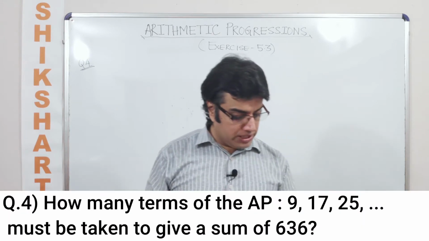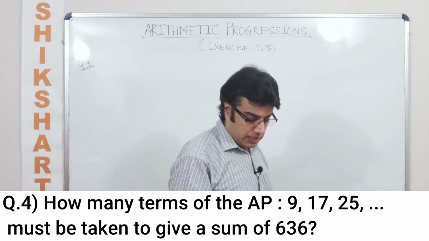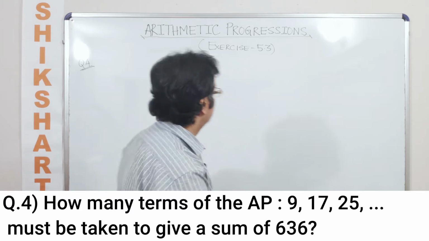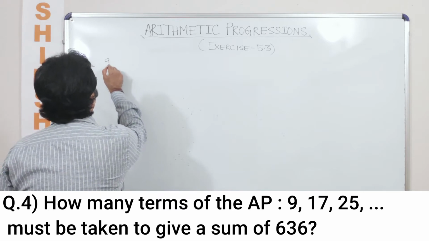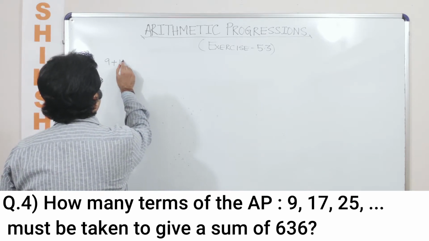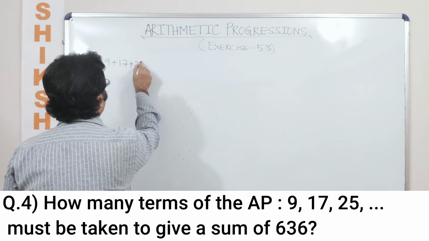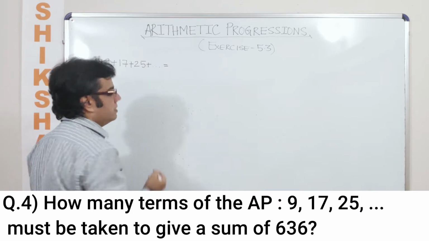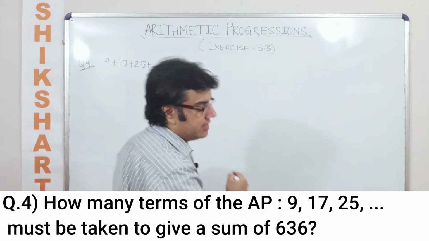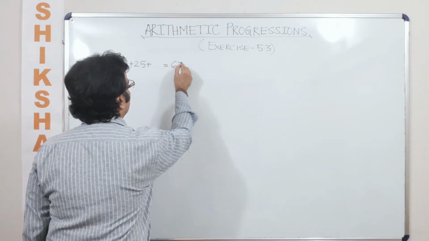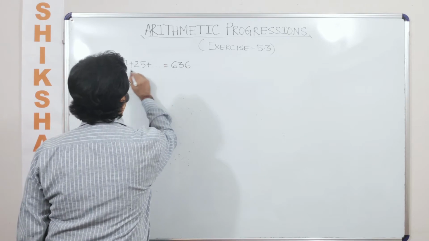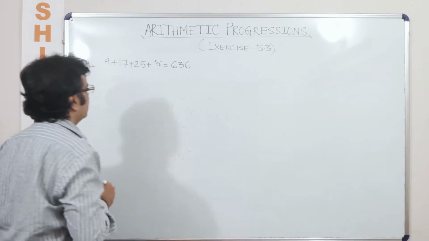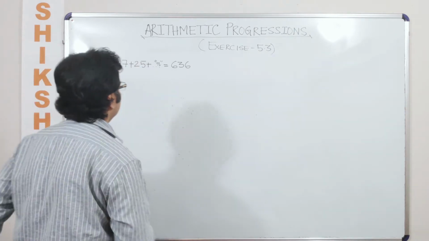It says how many terms of the arithmetic progression 9, 17, 25 are needed. So let us say 9 plus 17 plus 25, because we are taking an arithmetic progression. Now this adds up to 636, and you have to find out the value of n. So how many such n terms would you have to take such that they add up to 636?